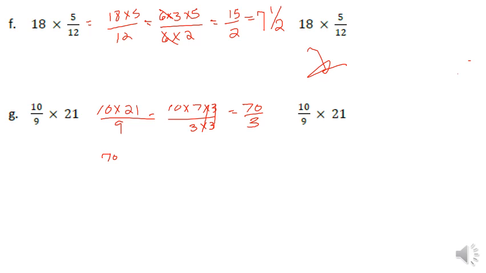So 70 over 3, if I do my long division on that one, 3 will go into 7 2 times. That gives us 6, 1, bring the 0 down. 3 will go into 10 3 times, that's 9. 1 left over, and 1/3. So that would equal 23 1/3.